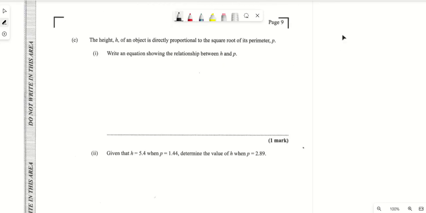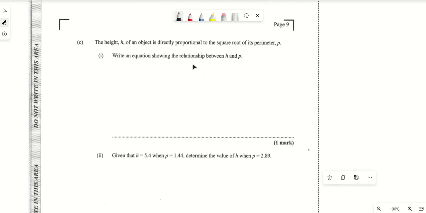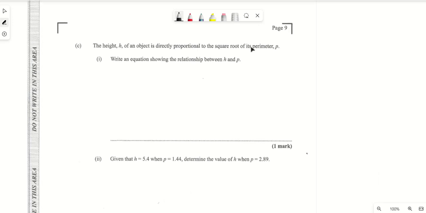All right, now let's look at this question. This question states the height of an object is directly proportional to the square root of its perimeter. So let's write what they said. The sign for directly proportional is this little x sign to the square root of the perimeter.